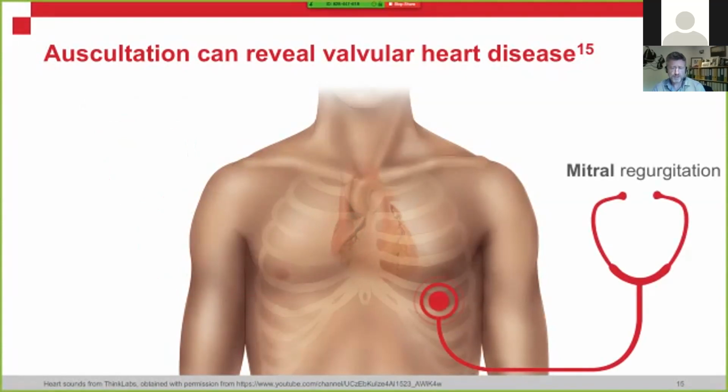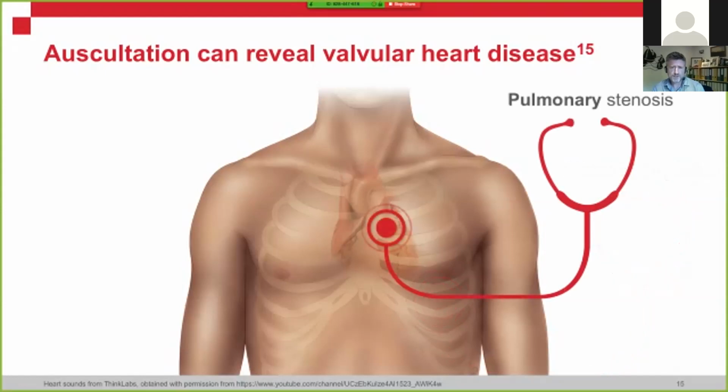Now mitral regurgitation. Softer, not quite as intense or harsh, and certainly more prolonged, and tends to be more pronounced in early systole.